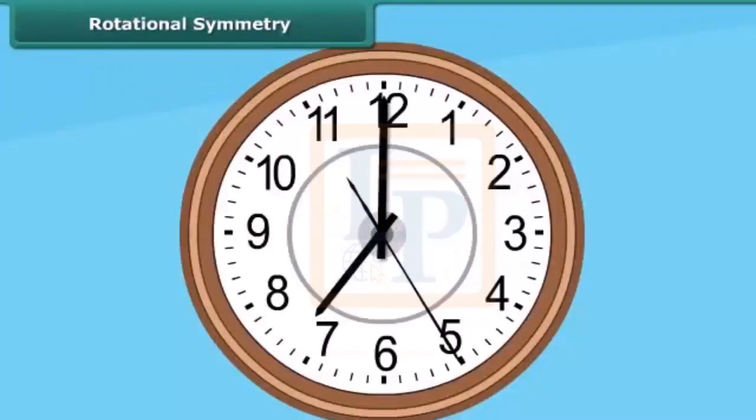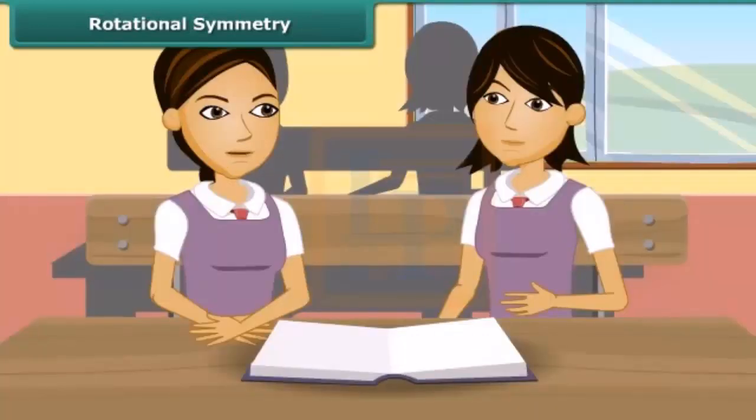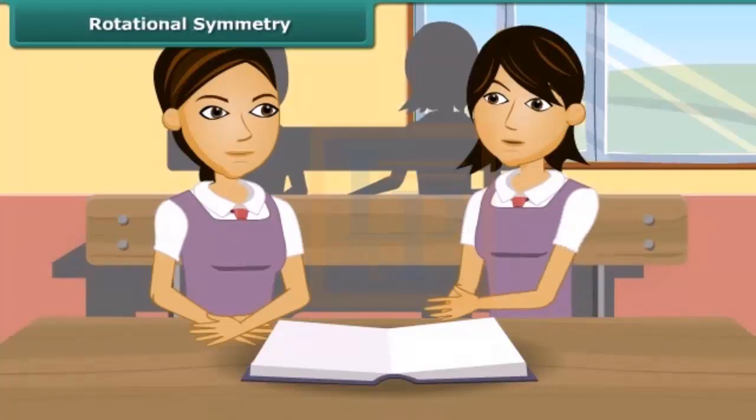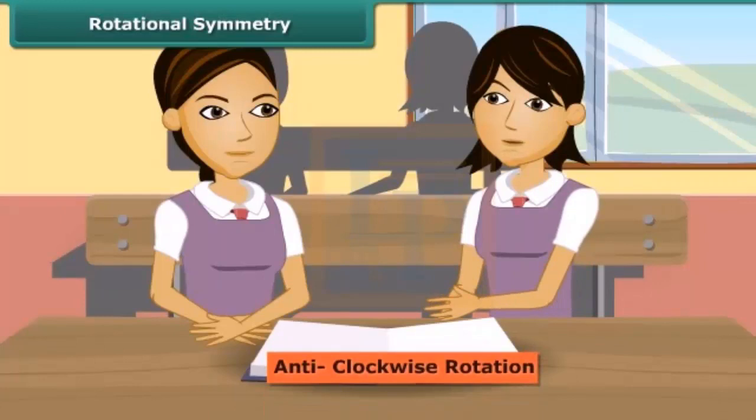Now look at this clock. It's going round and round. This means it is rotating. The hands of the clock rotate in a clockwise rotation. And when something rotates other than clockwise, then what type of rotation is it? Then we call that rotation as anti-clockwise rotation.